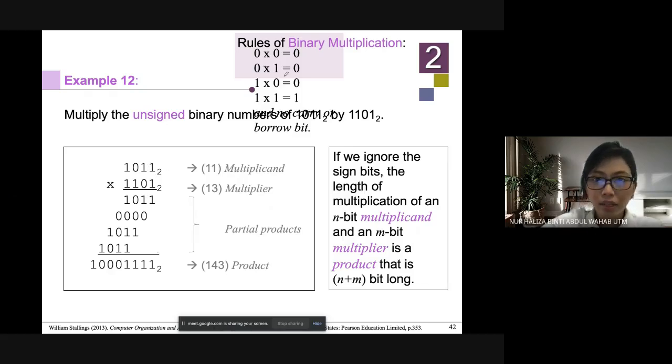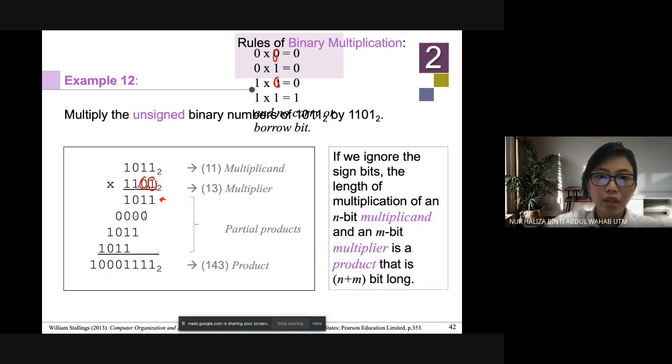0 darab 1, sini you dapat 0. 1 multiple 1 you dapat 1. So you dapatlah 1 baru ni. Ini you baru darab yang sini. Now you darab yang sini pula. 1 darab 0, you dapat 0. Apa-apa je nombor yang darab 0 ni, you akan dapat 0. You dapatlah jawapan 0, 0, 0.